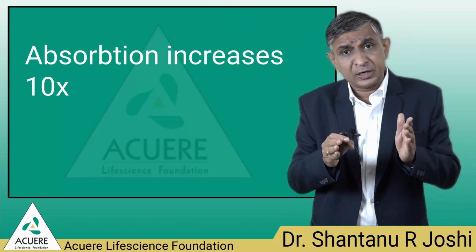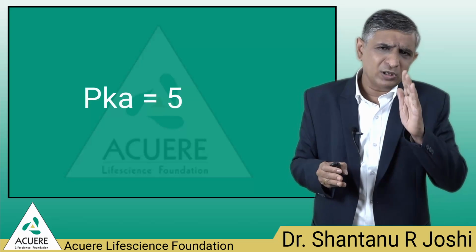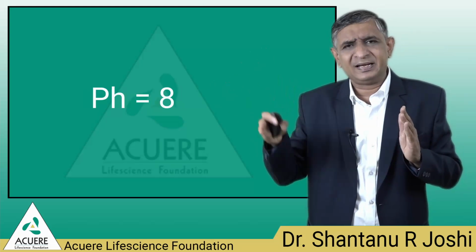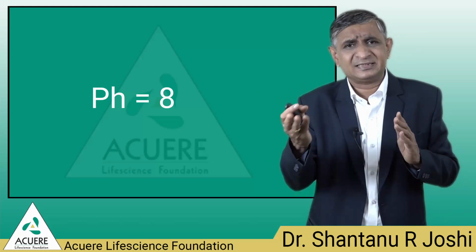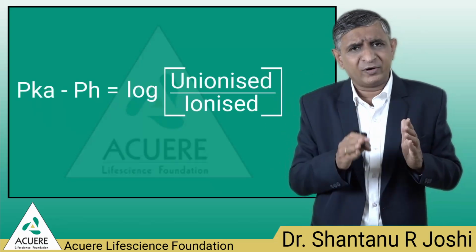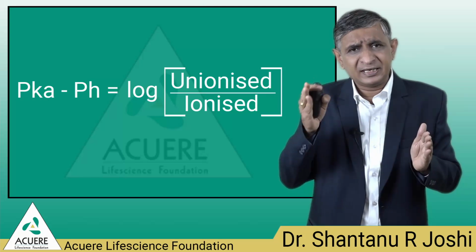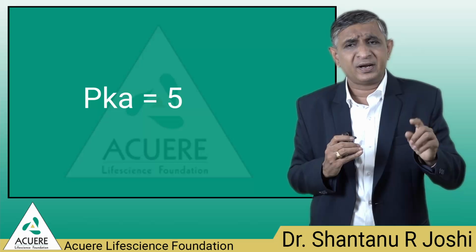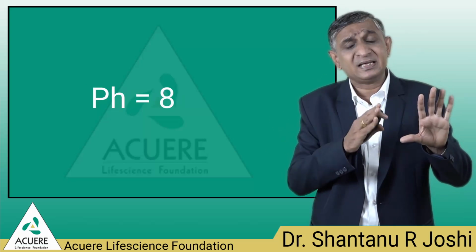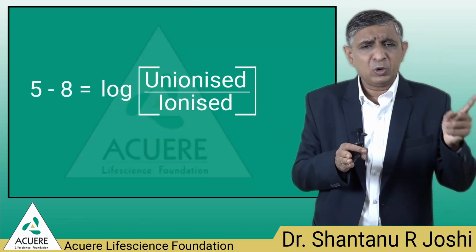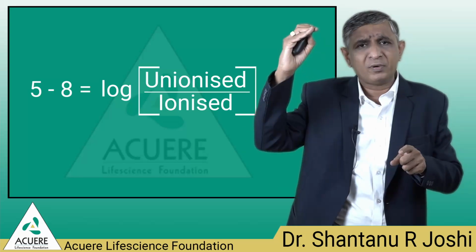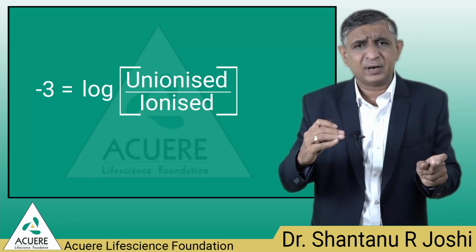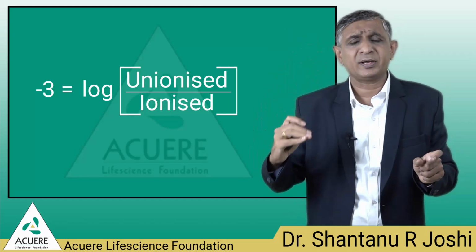Now I will be giving you another example. The pK value of the drug is 5, but suppose the drug is in the intestine and the pH of the intestine is 8. According to our formula, pK minus pH is equal to log of unionized upon ionized. The pK value of the drug is 5 and the pH of the medium is 8. Now it will come down to 5 minus 8 is equal to log of unionized to ionized. It means that minus 3 is equal to log of unionized to ionized.